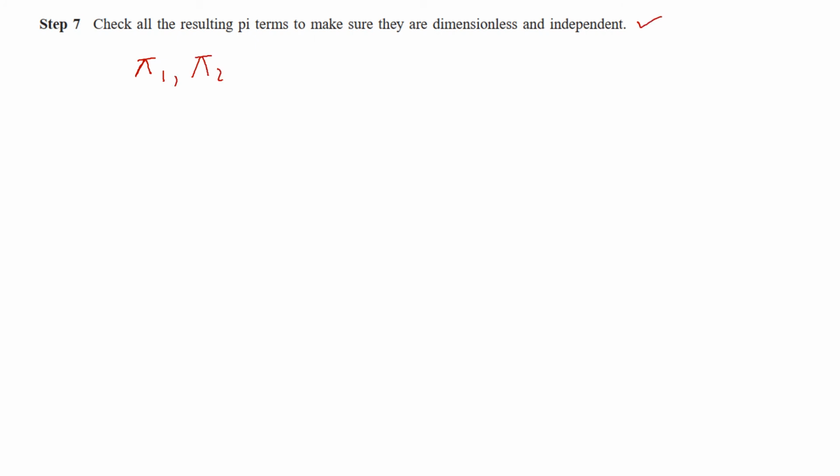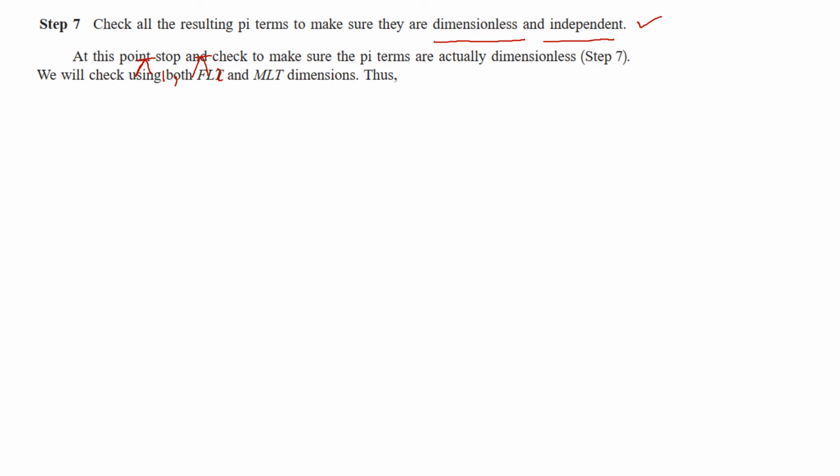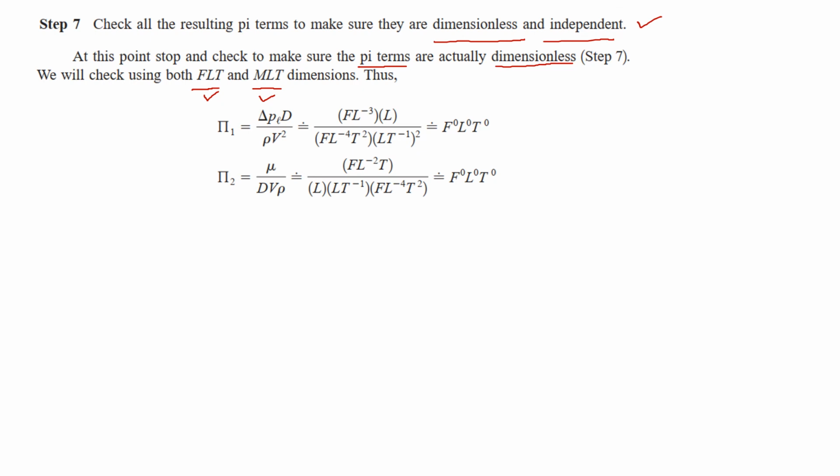We will actually recheck that they are dimensionless and independent. So what we need to do, we will write them. At this point, stop and check to make sure the pi terms are actually dimensionless. So this is our step 7. We will check using both our reference dimensions, that will be in FLT form and MLT form, and thus we will write our pi 1 terms and we will actually see whether it is dimensionless or not.